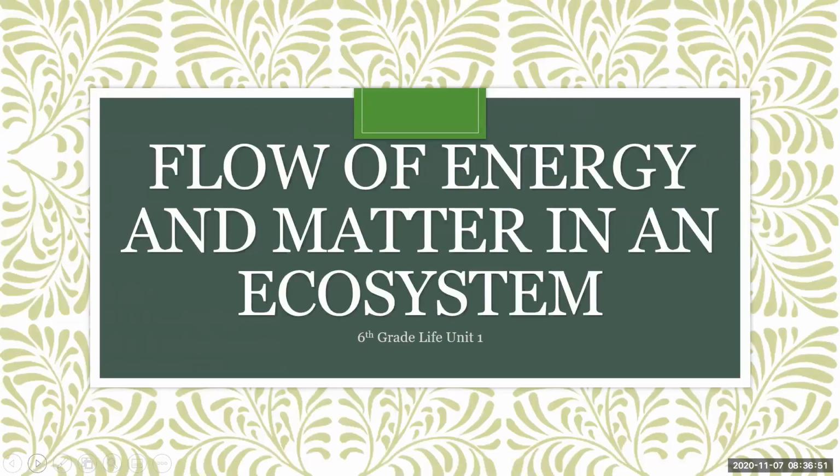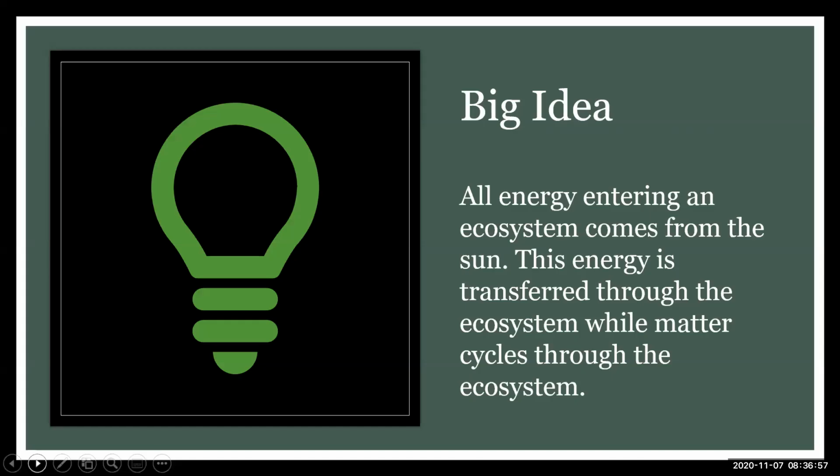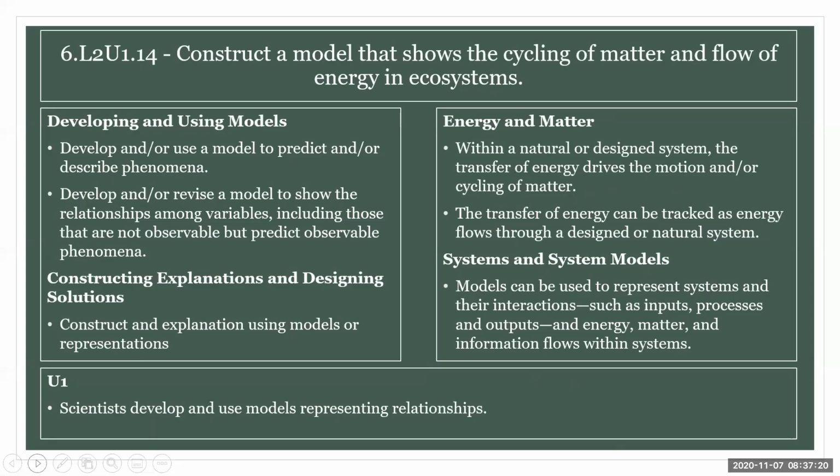So unit 1 is the flow of energy and matter in an ecosystem. And the first learning sequence has the big idea that all energy comes from the sun, and it is through the transferring of this energy that the ecosystem cycles. And we're working with the students to understand that it comes from the sun and then cycles through that ecosystem. So it's not a big drastic idea, it's just that big basic foundational concept.